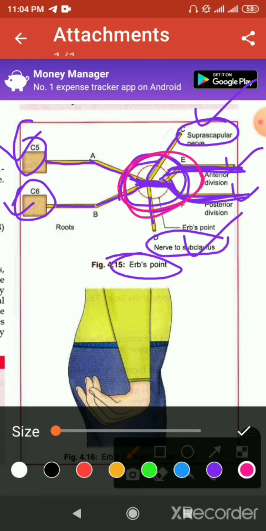So this point is called Erb's point. If any injury occurs at this point, the clinical condition is called Erb's paralysis.